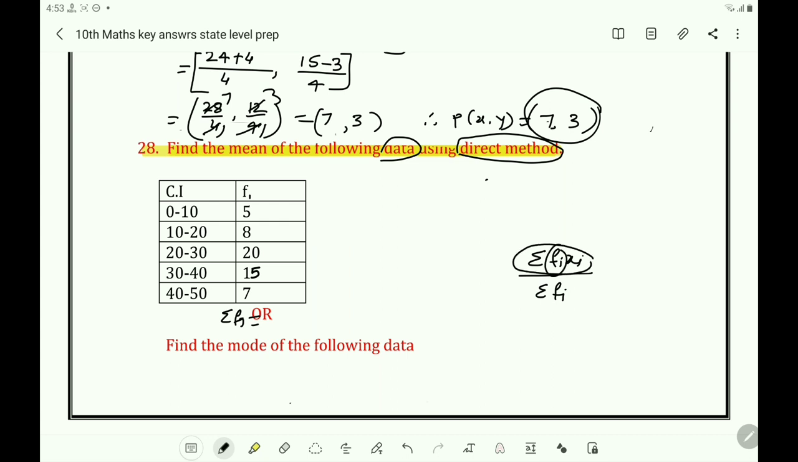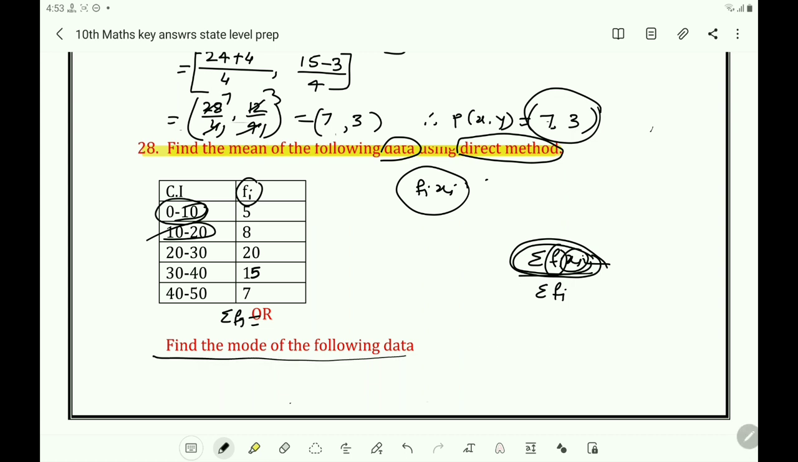Here, this is fi, and xi is nothing but the class mark. You must find the class mark. How will you get the class mark? That is the sum of the lower limit and upper limit divided by 2. 0 plus 10 divided by 2, 10 plus 20 divided by 2. In this way, after getting all xi, next we have to find the product of fi and xi. Summation of fi xi means we have to add all fi xi. Then we have to use the formula and calculate the mean.